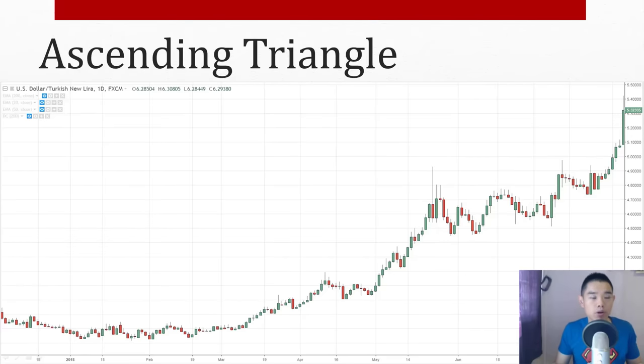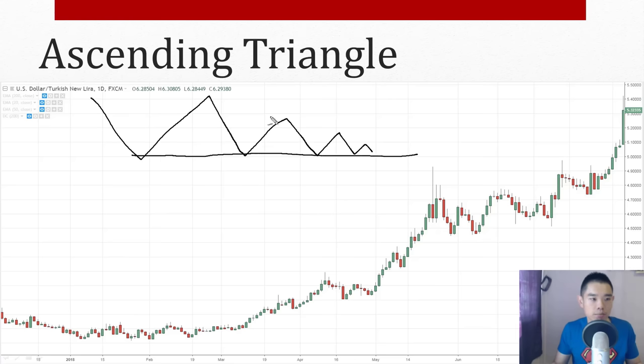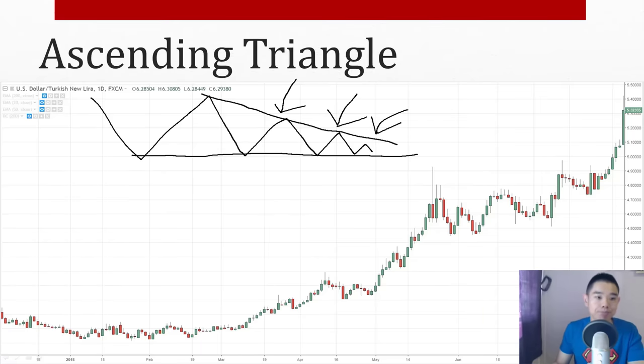The opposite is what we call a descending triangle. It looks something like this. A descending triangle. Then again, you connect the lows, and you can possibly connect the highs as well. This is a sign of weakness as it tells you the sellers are able to sell at lower and lower prices. That's why you have lower highs on your chart.